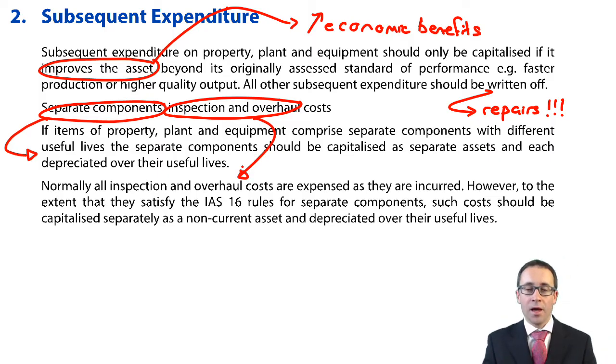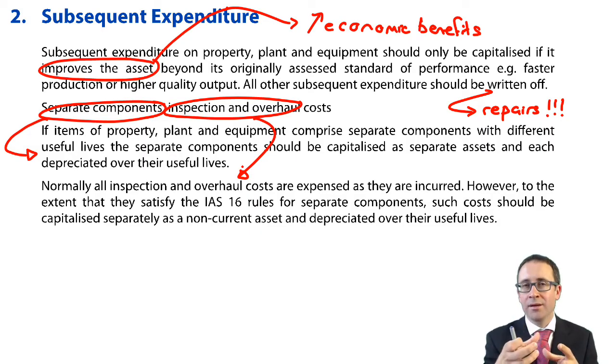Okay, so separate components, sometimes referred to as complex assets. Imagine you've got a ship, imagine you've got an aeroplane. You know, there's lots of different components that go into that asset, isn't it? If you think about your aeroplane, you've got the body of the aeroplane, you've got the engines, you've got the internal aspect, or the seats, the kitchens, the toilets. And all those are going to last for different periods of time. They have different useful lives, don't they?